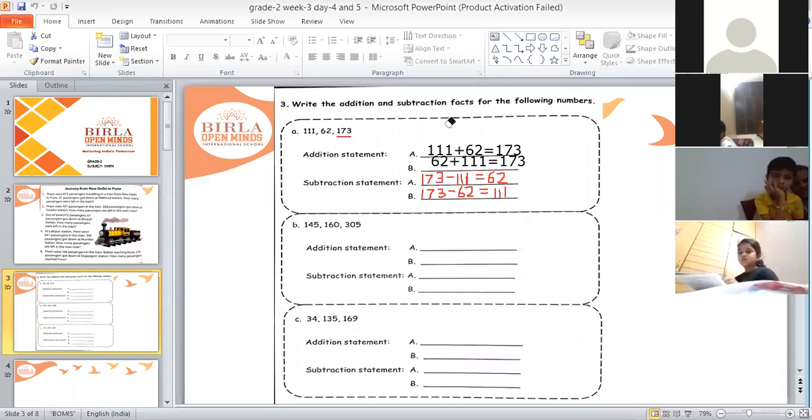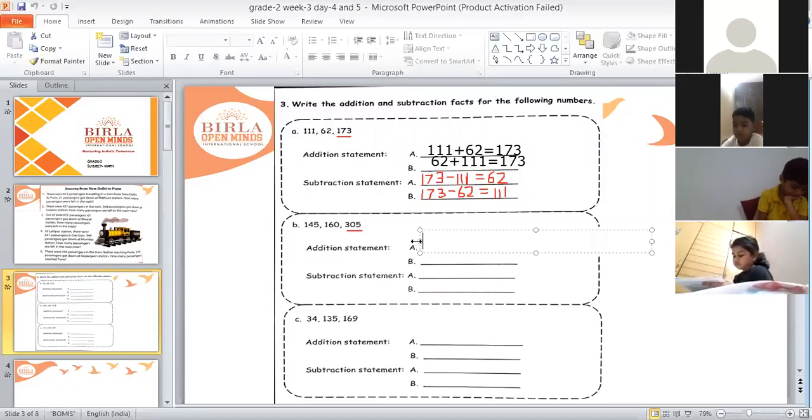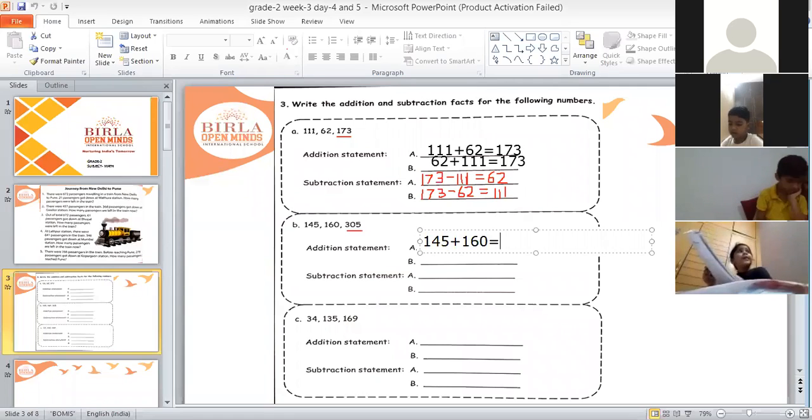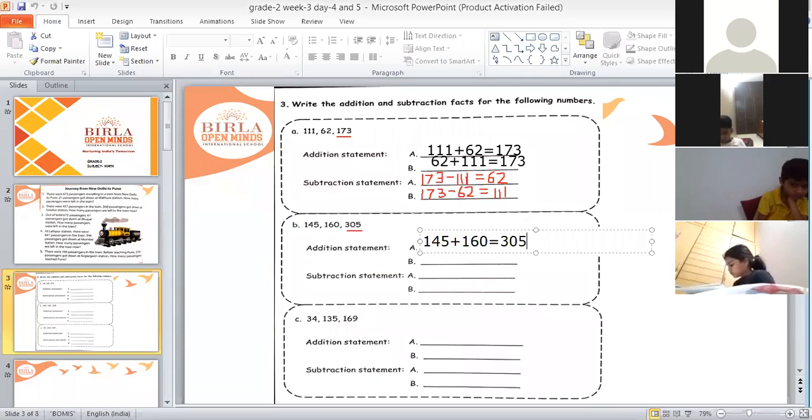Yes, children. So what we will do? We will write this 305 after equal to sign and remaining numbers. Two numbers are left now, 145 and 160, and we will write these two numbers with plus sign here. So here, see children, how we will write? We will write here 145 plus 160 equal to, and I told you that we will write biggest number in the last. So biggest number is 305 here. So after equal to, we will write here 305. Okay, children?